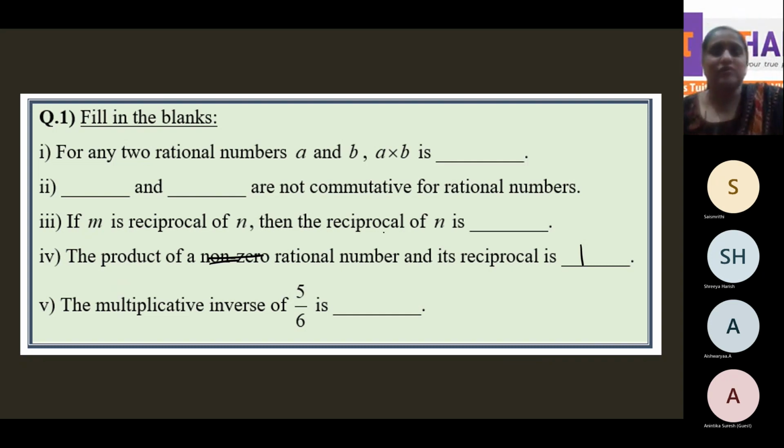Okay, so the product of a rational number and its reciprocal is 1. So minus 7 by 8 is the rational number. Its reciprocal will be, write the sign as it is, invert the number: 8 by 7. So the product, 8 and 8 get cancelled, 7 and 7 cancel, minus into minus is plus, plus 1.